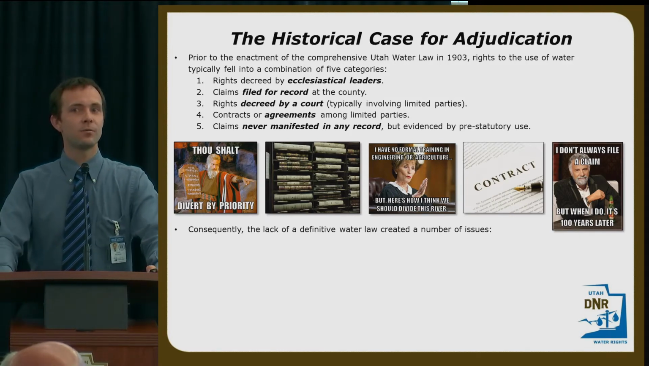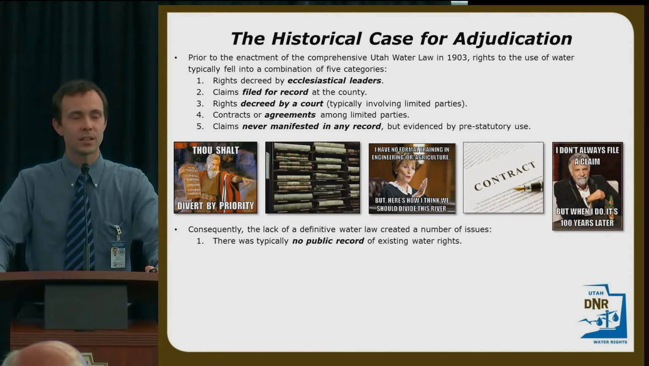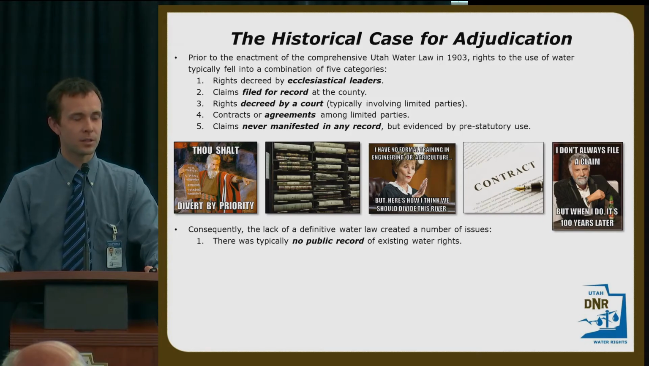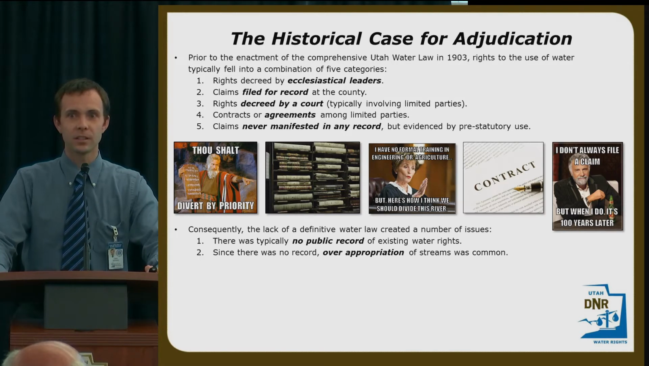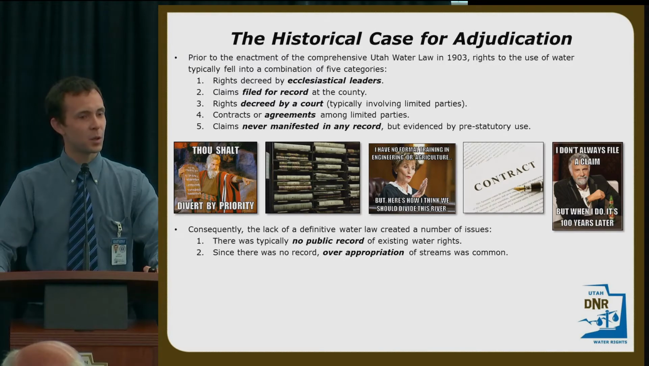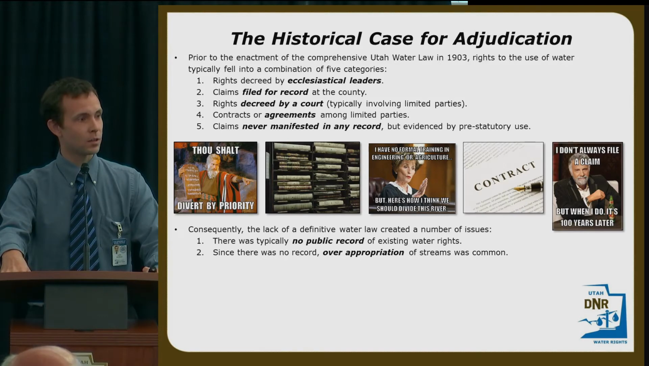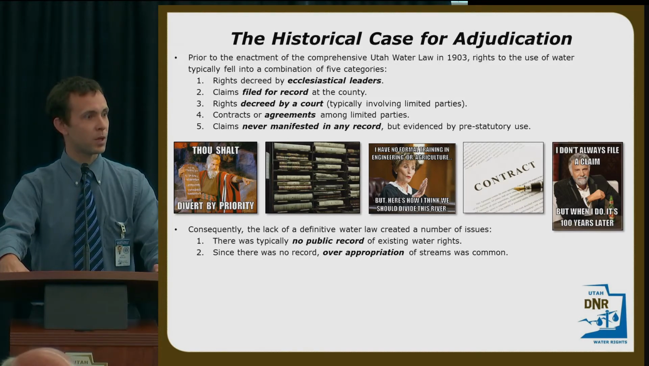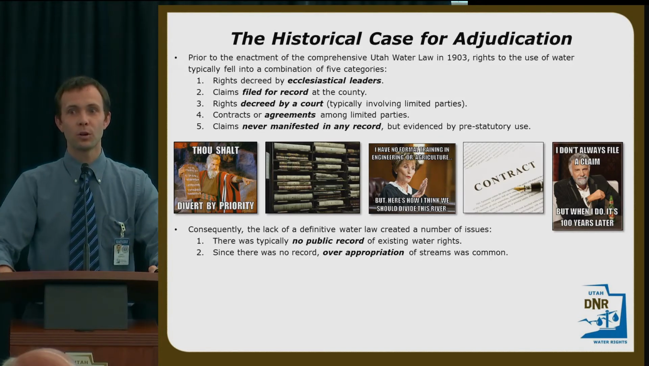So the lack of a definitive water law created a number of issues. There was typically not a public record of existing water rights. It was all scattered around. It was not controlled or combined into one administrative office. Over-appropriation of streams was a real issue because more people wanted water than there was water available. And so it was kind of the first people up on the higher reaches of the streams might get water while the stream was taken dry, and people down lower expecting the water to come to them were seeing nothing. So that's over-appropriation.